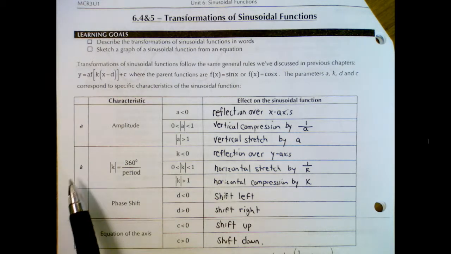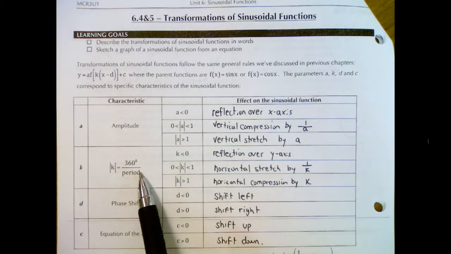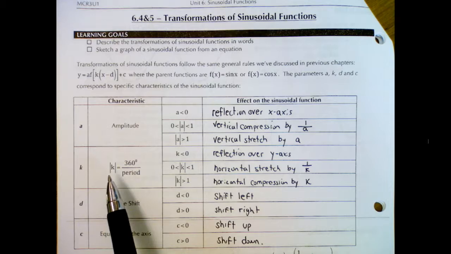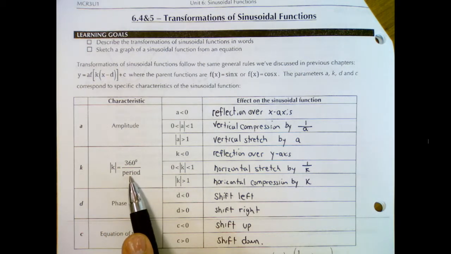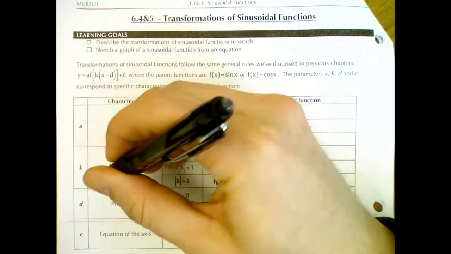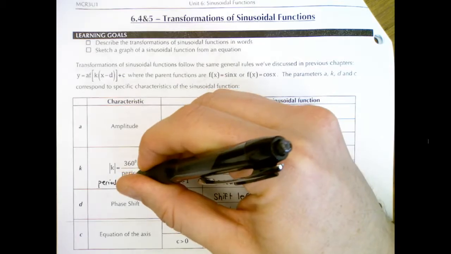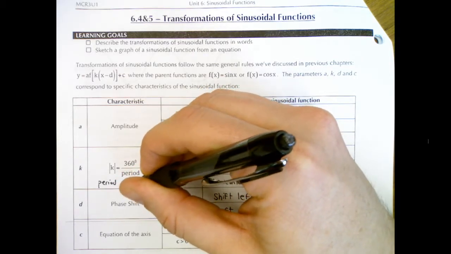K, since it's the horizontal stretch or compression, has a direct relationship to the period. The period of sine or cos is 360 degrees. So if you've stretched or compressed horizontally, you're changing the period. And the relationship is that K is equal to 360 divided by the period. Alternatively, you could write that the period is just 360 divided by K.